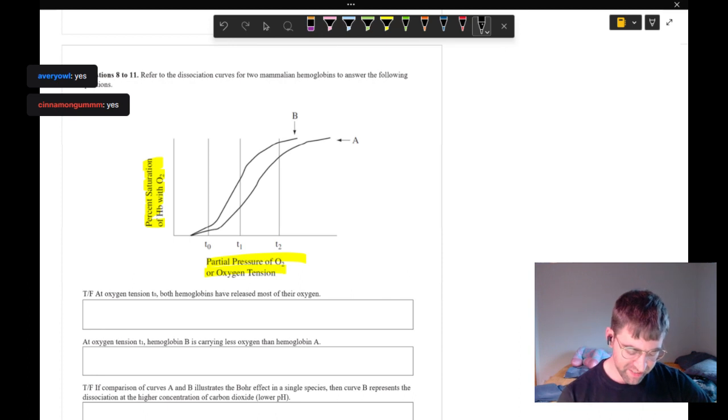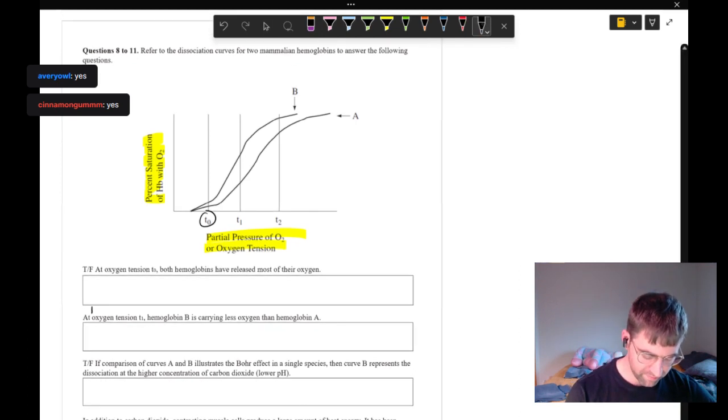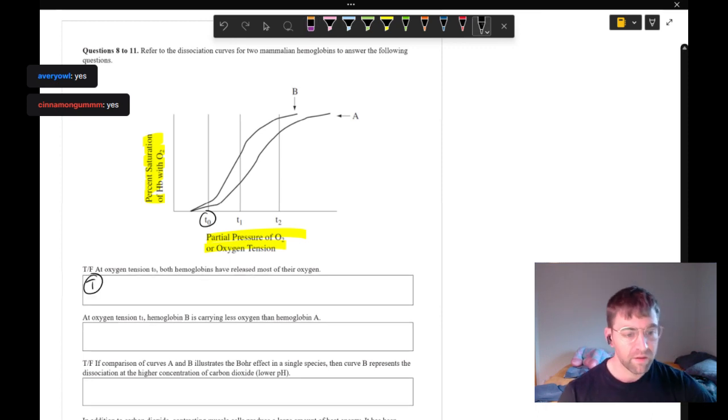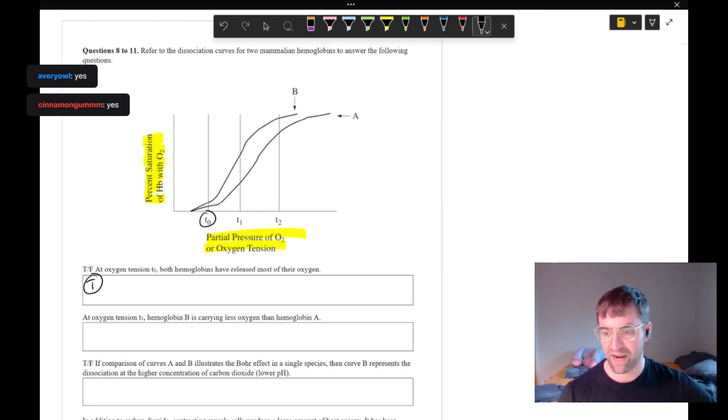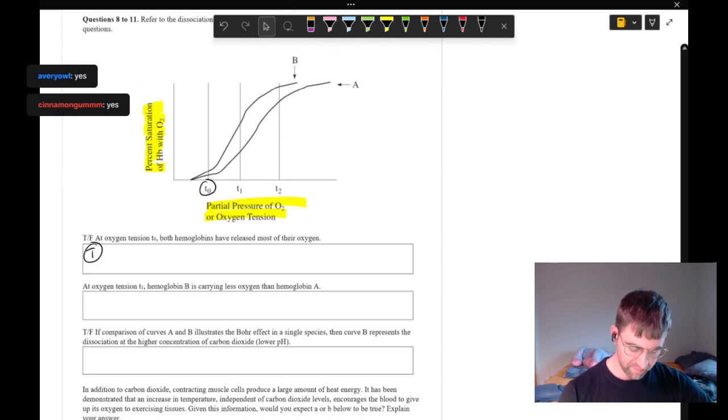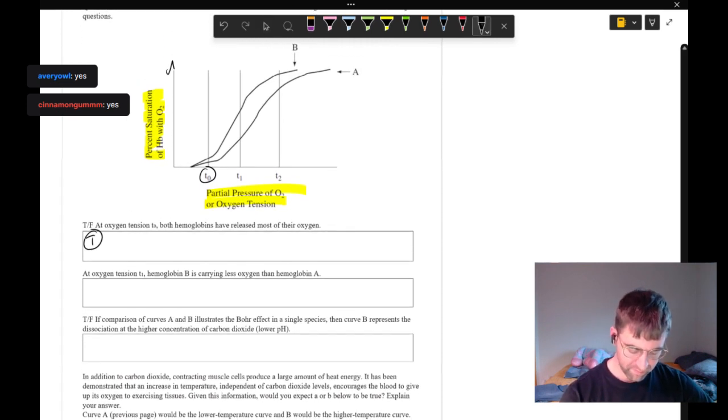At oxygen tension T0, both hemoglobins have released most of their oxygen. True or false? This appears to be true. The percent saturation of both hemoglobins is near zero on this graph at T0. Percent saturation, partial pressure.